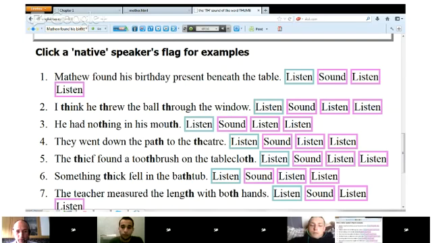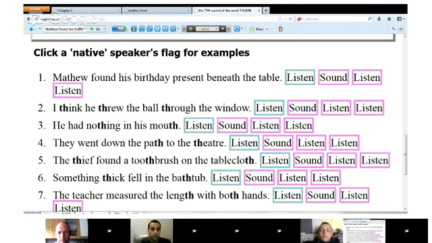Okay, the fourth one. Yeah, let's go with number 4. They went down the path to the theater. Yeah, once more, please. Can I just hear it again? They went down the path to the theater. That sounded good. I'm just trying to think what to say about that, because I think there was something missing with the connection of it, the way it was joining.